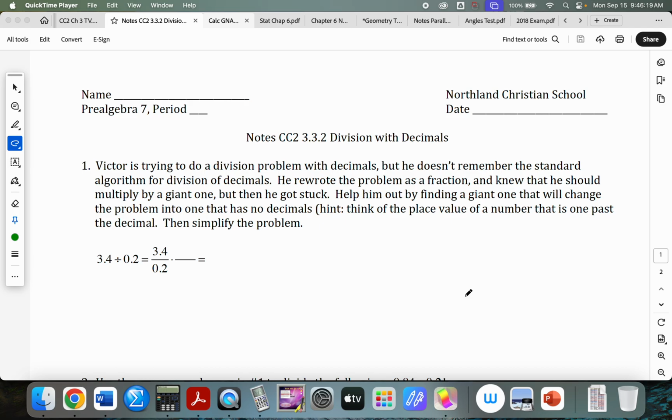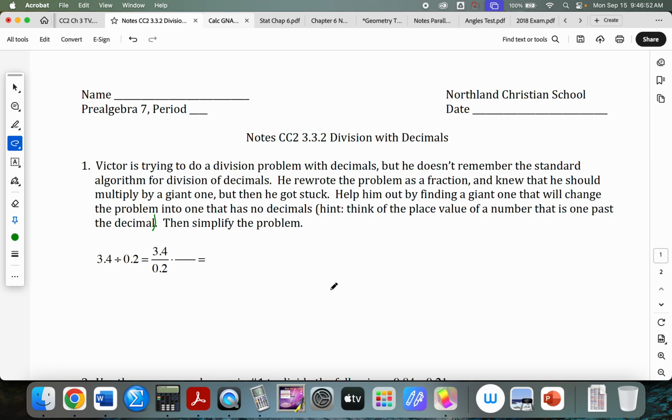So, here we have Victor, who is trying to do division problems with decimals, but he doesn't remember the standard algorithm. An algorithm is just a set of steps, by the way. He couldn't remember what he was supposed to do. So he rewrote the problem as a fraction and knows that he should multiply by a giant 1, but then he got stuck. Help him out by finding a giant 1 that will change the problem into one that has no decimals in it at all. And then it gives you a hint. And I didn't close the parentheses.